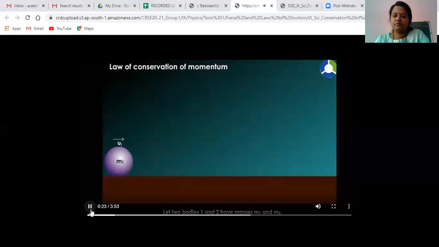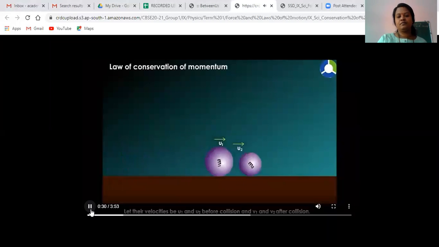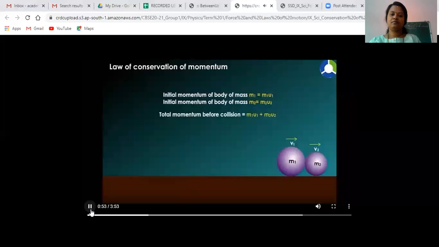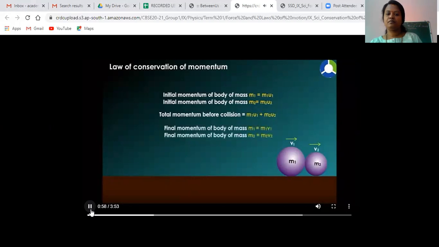Let two bodies, 1 and 2, have masses m1 and m2. Let their velocities be u1 and u2 before collision and v1 and v2 after collision. Initial momentum of body of mass m1 equals m1 u1. Initial momentum of body of mass m2 equals m2 u2. Total momentum before collision equals m1 u1 plus m2 u2.